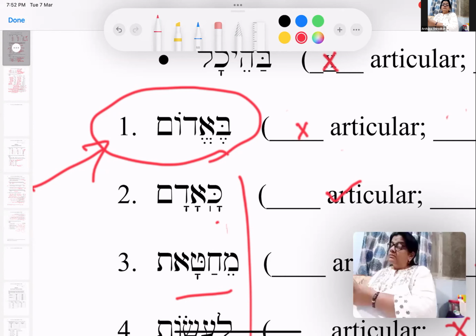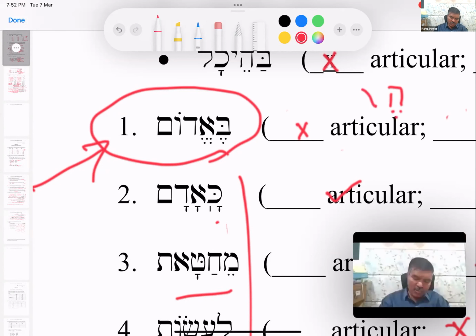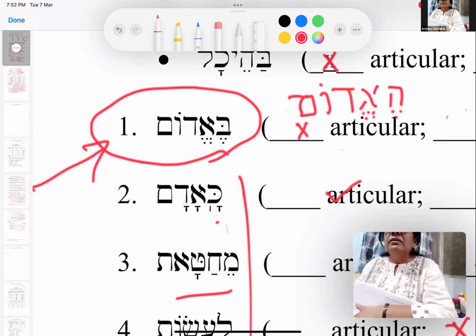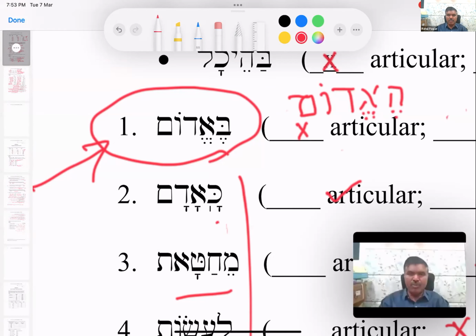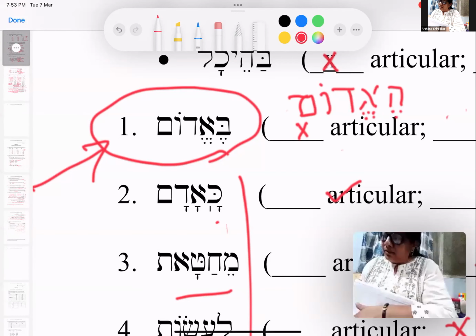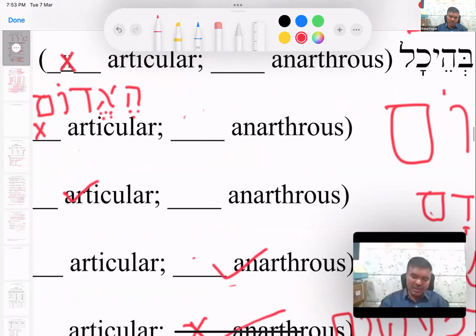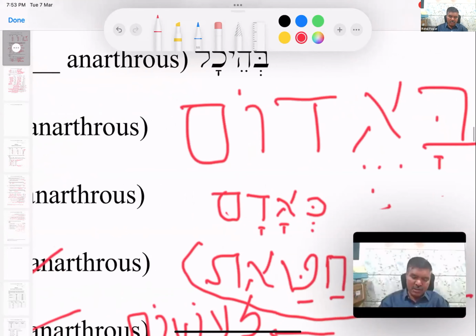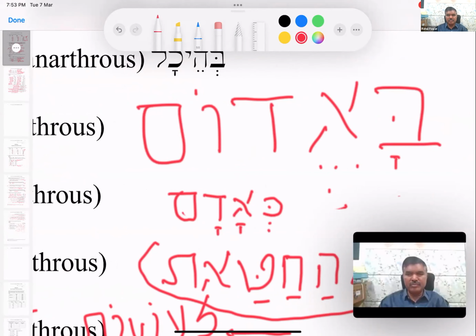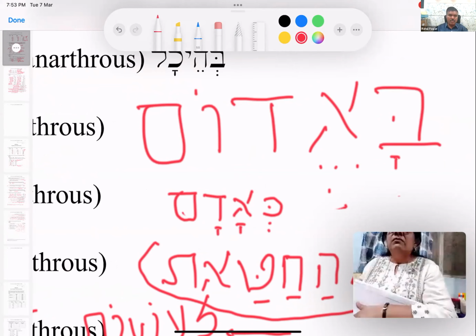If you write this, hey Edom, the article will take the corresponding short vowel, na? Yes. And the article will be removed and it will become be edom. And if only edom is there, then this form you have to write: ba edom.